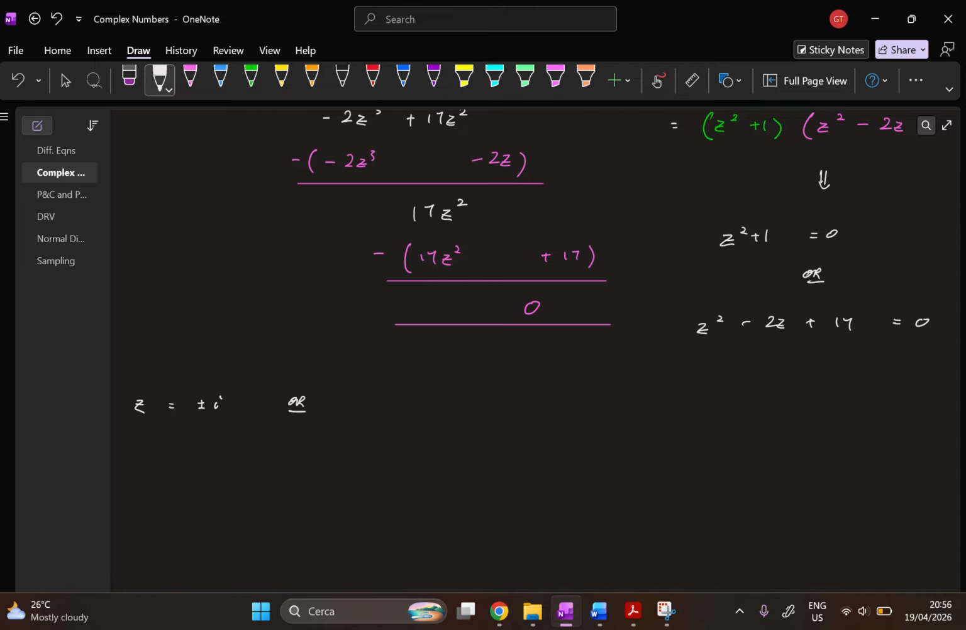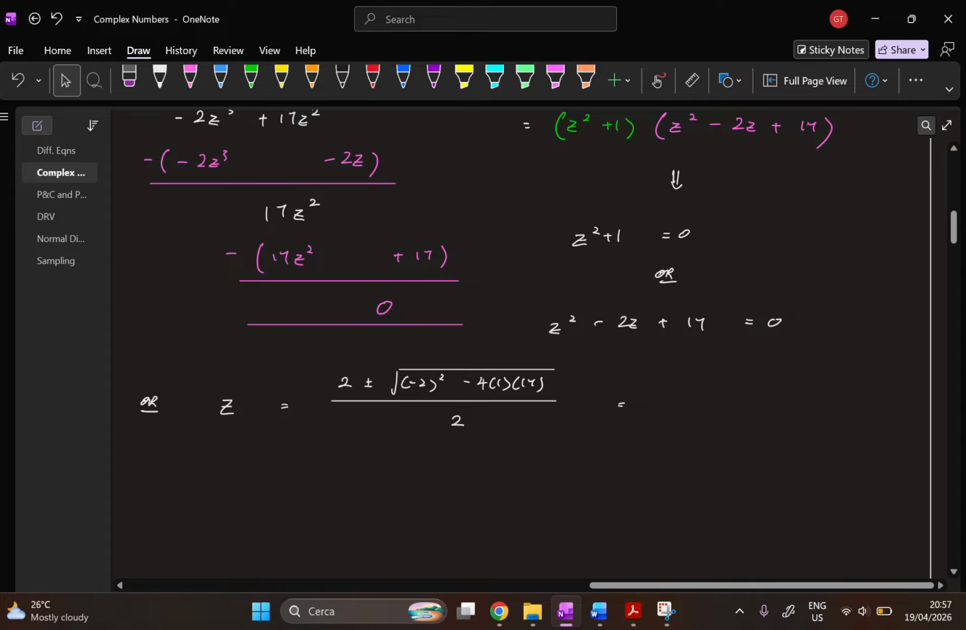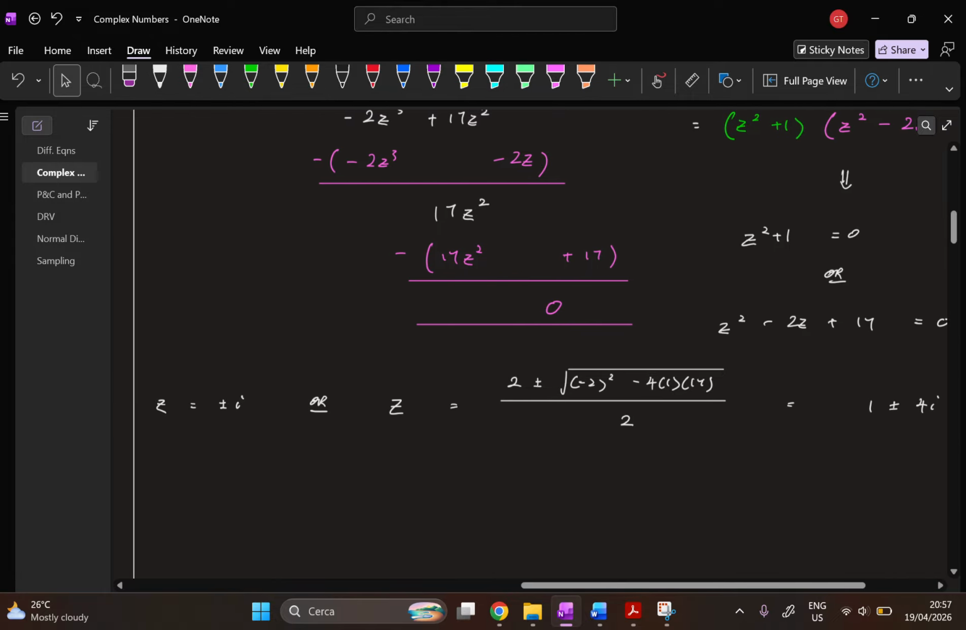So we also want to solve this, right? So z squared minus 2z plus 17 equals to 0. So quadratic formula, minus b plus minus square root of b squared minus 4ac over 2a. Okay, I'm not going to bother expanding and evaluating this for you, but basically, this is just 1 plus minus 4i. You can simplify it to convince yourself.